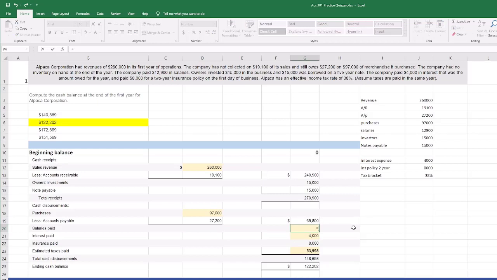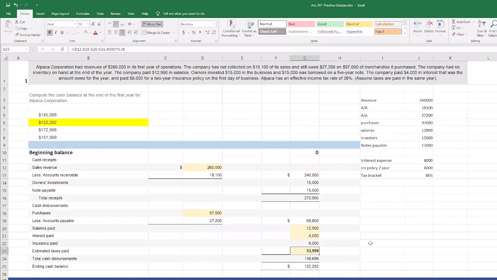And then we had $12,900 in salaries, okay? And then $4,000 in interest expense, and $8,000 for our insurance policy. That's cash out the door. We're going to see on the next problem that it has an insurance timing issue because we're calculating income, but on this one we're just calculating cash. So that was $8,000 out the door, and then we have to estimate income taxes paid.